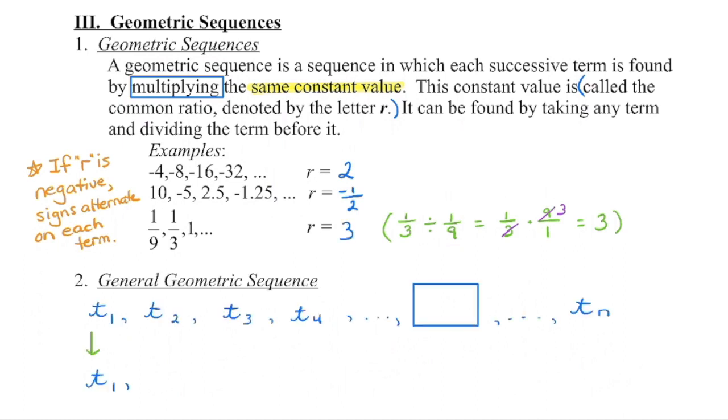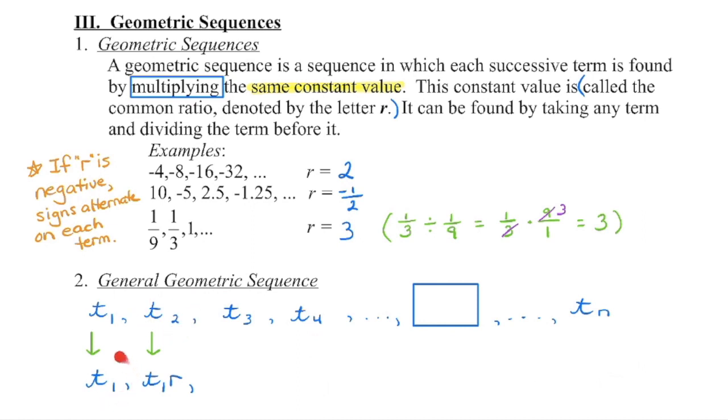So if we have a general geometric sequence, we start with term 1, term 2, term 3, and we continue on until we get to our last term, or general term. Let's look at how we can calculate the value of that term. Okay, so term 1 we know is just term 1. We know that we're multiplying by a common ratio to get to term 2. So term 1 times 1 common ratio gives us the value of term 2.